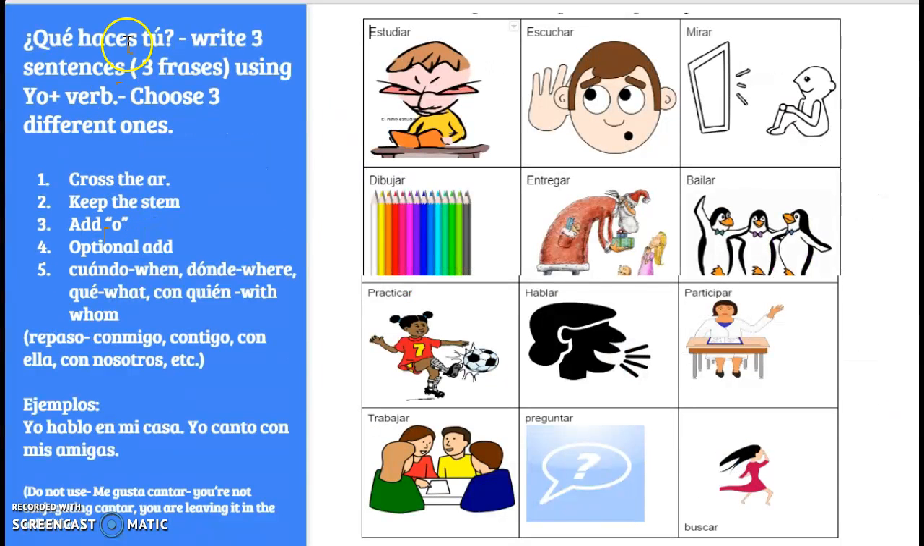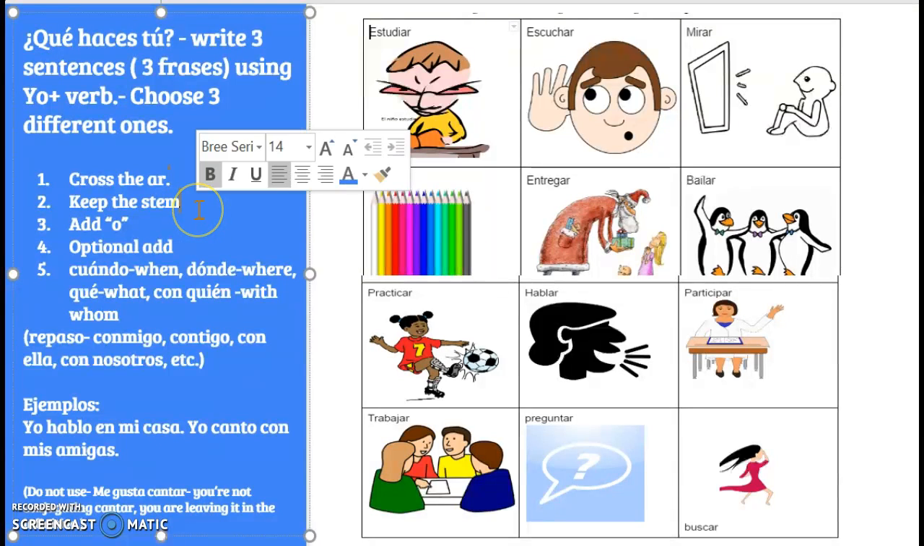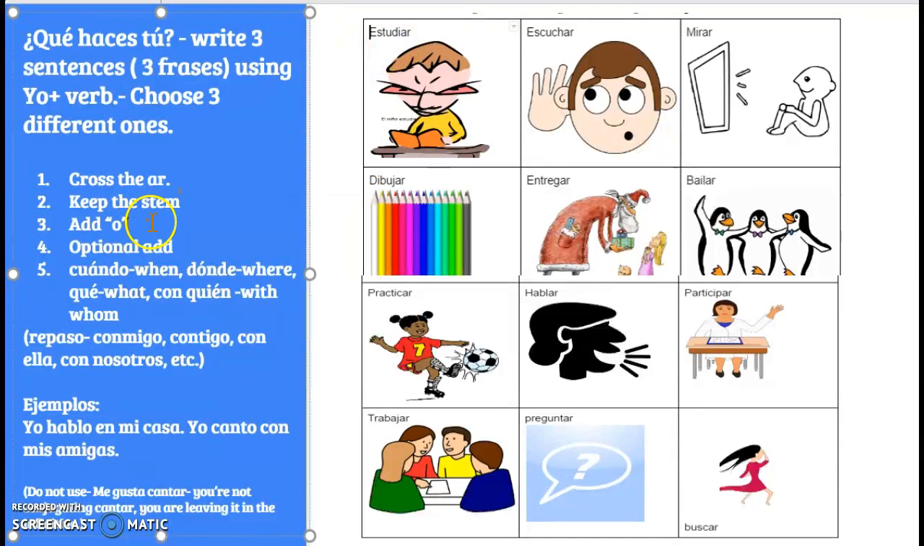Okay, so here the first part of the assignment is to write 3 sentences using yo. So first you're going to put yo on all the sentences. You're going to choose what 3 verbs you want to use: estudiar, escuchar, mirar, dibujar. You're going to cross the AR out of that verb. So you have here estudiar, boom, cross the AR. Practicar, boom, cross the AR. And then you keep the stem. So with estudiar, you're going to keep ESTUDI, right? And then you're going to add the O.